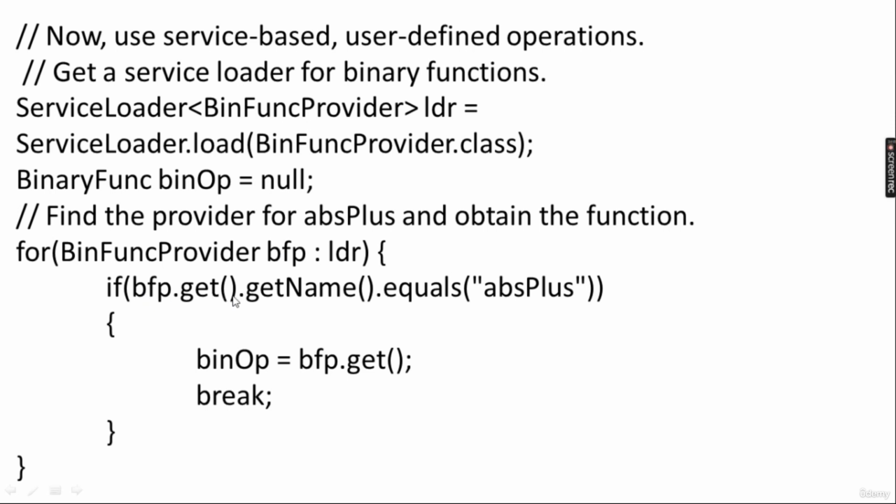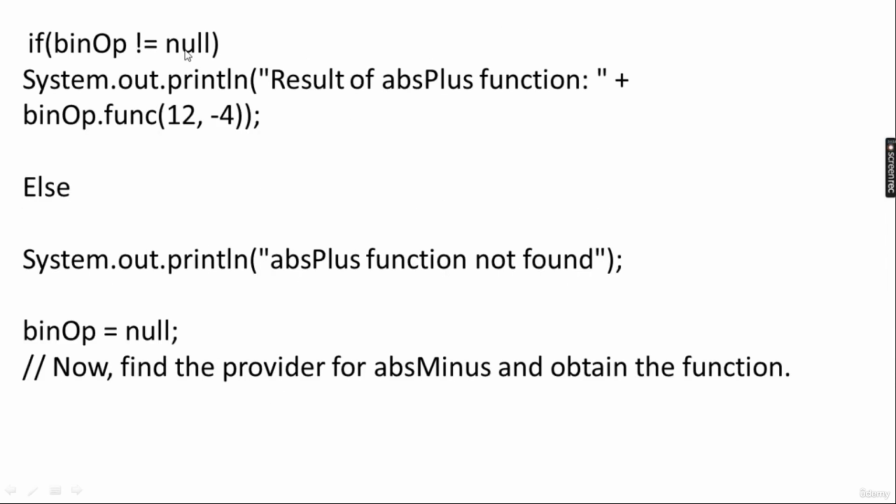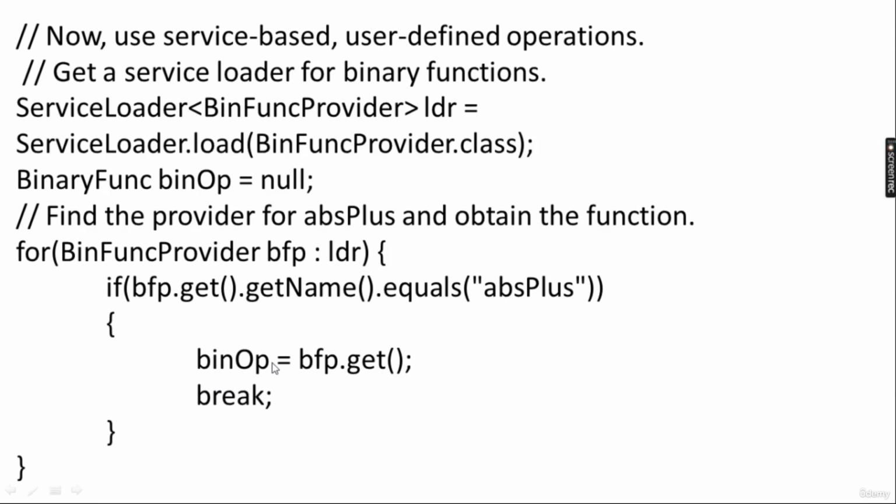So if bfp.get name is absolute plus, then we assign the binary function object, binary OP, equal to bfp.get. So it will give you the object of absolute plus, and then we break. Okay. And if it is not equal to null, the result of absolute plus is binary OP. So this will be the object of absolute plus.